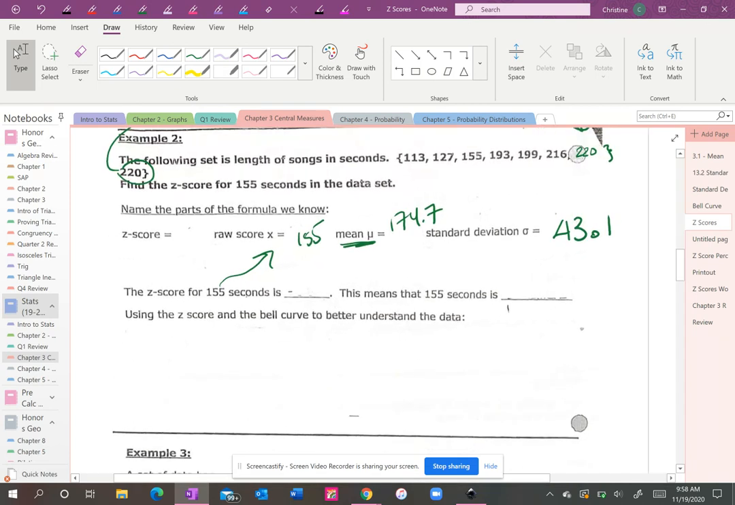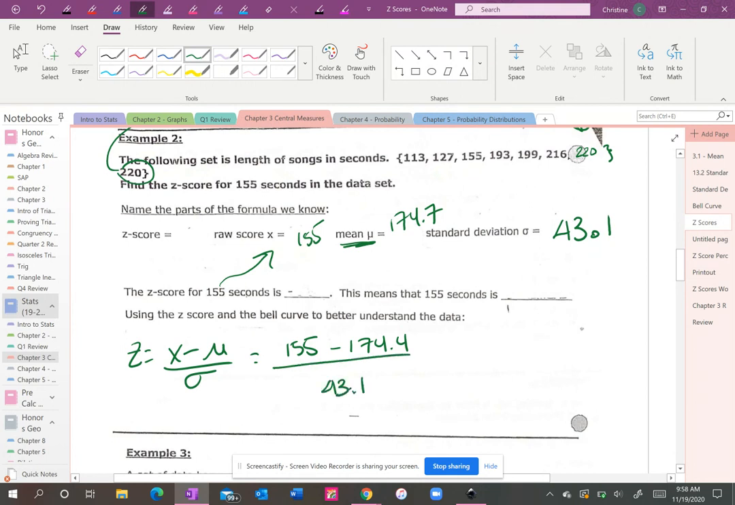Okay, so the z-score is, I don't know, let's figure it out. Z equals x minus mu over sigma. X is what the problem is about, 155. The average is 174.4. And the standard deviation is 43.1. So pause real quick. The question is about the number 155. The average is 174. So your z-score is going to be negative because this 155 is below the average.